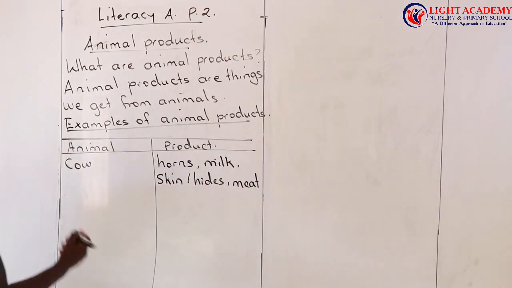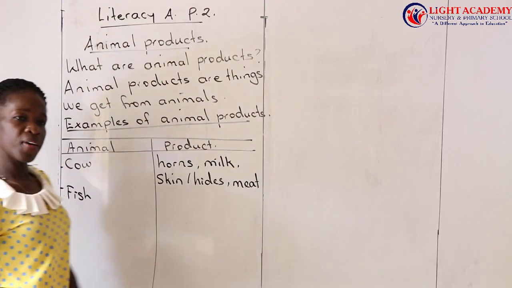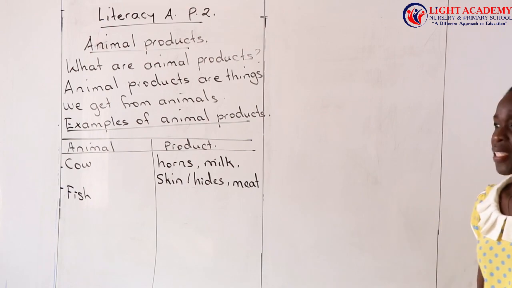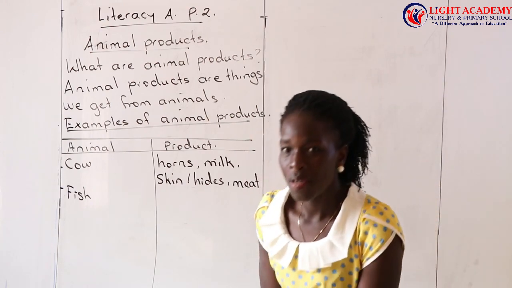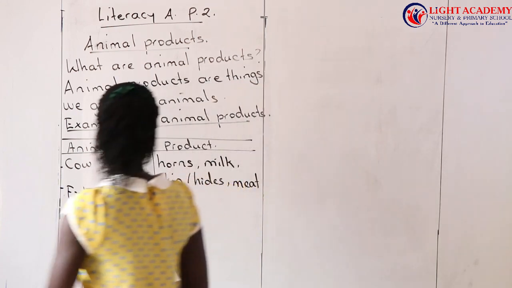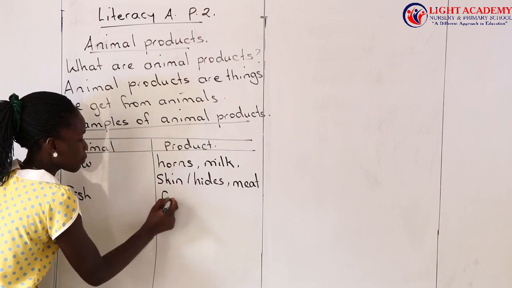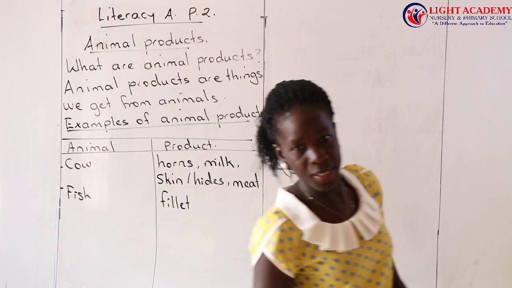Then you look at another animal. For example, the fish. Have you ever asked yourself, what do we get from a fish? I know you eat fish, but have you ever asked yourself what we call the meat of a fish? We get what we call meat, but the meat of a fish is called a fillet. So from a fish, you get what we call a fillet.